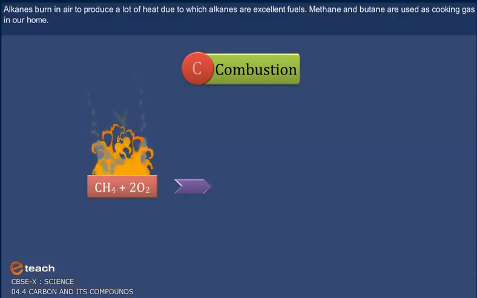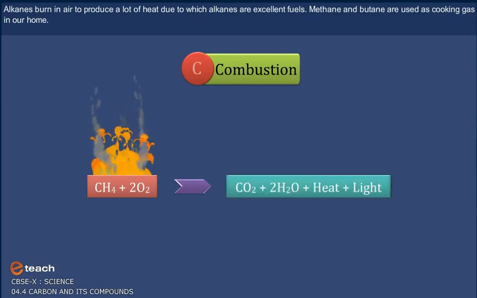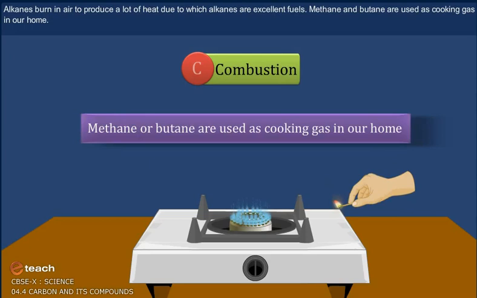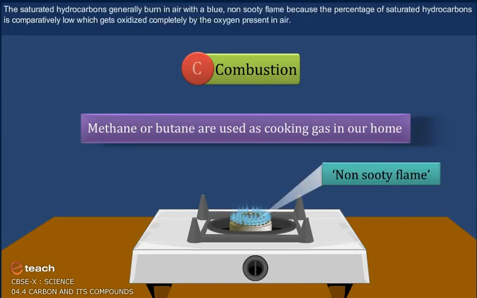Alkanes burn in the air to produce a lot of heat, due to which alkanes are excellent fuels. Methane or butane are used as cooking gases in our homes. The saturated hydrocarbons generally burn in the air with a blue, non-sooty flame because the percentage of carbon is comparatively low, which gets oxidized completely by the oxygen present in the air.